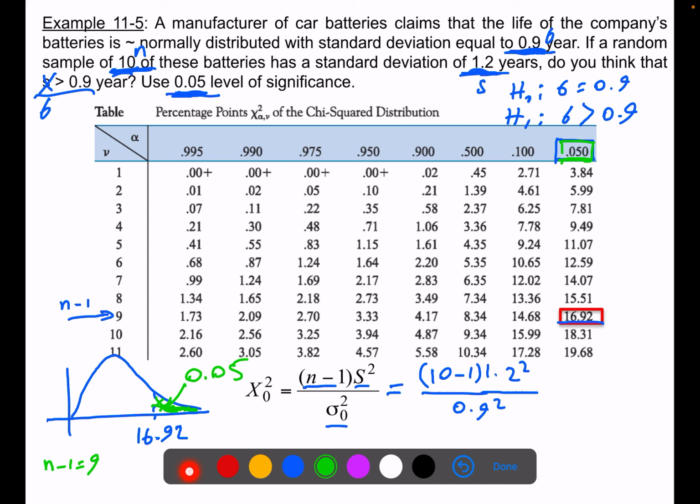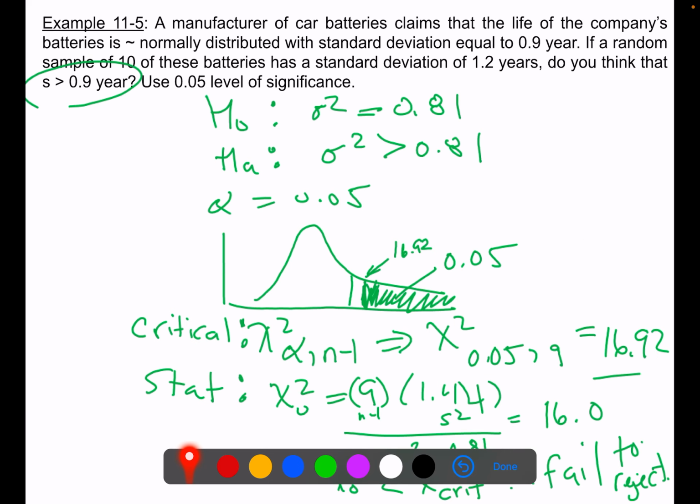So if we are here, we reject the null hypothesis. If this x0 happens to be somewhere here, we say that it's very unlikely for s to be here. In other words, there is a 95% chance for s to be here, and only a 5% chance for s to be here. So all we have to do is plug into this equation, and the number that we compute is 16.0.